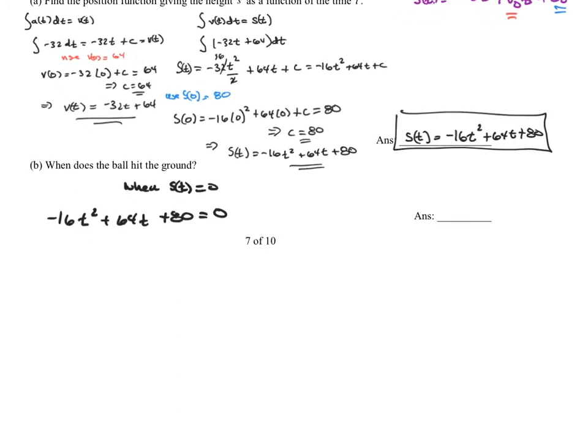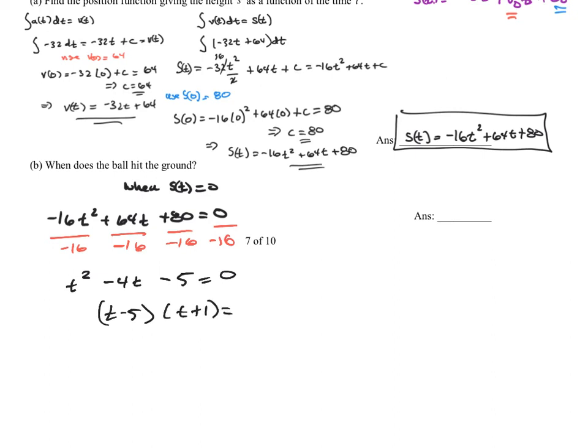They were nice enough to use some nice numbers for us, so hopefully this turns into a nice answer. All of these are divisible by negative 16. If you didn't see that, you could have, of course, just used the quadratic formula. But I see that everything's divisible by negative 16, so this would be t squared, and then 64 divided by 16 would be minus 4t, and then 80 divided by negative 16 would be a minus 5, so that equals 0. I need two numbers that multiply to be negative 5 and add to be negative 4. So that'd be t minus 5 and t plus 1 equals 0.